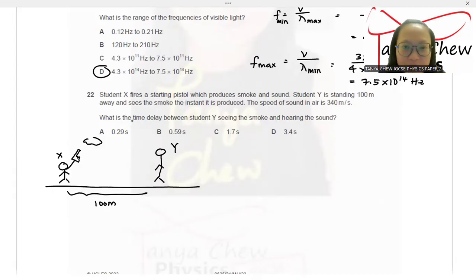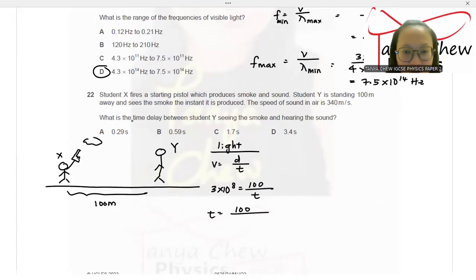Right, if you want to find the time delay, you look at the light first. Speed is defined as distance over time. Speed of the light is 3 times 10 to the power 8. Distance is 100. So I find the time. The time would be 100 divided by 3 times 10 to the power 8. Could you see that the time is 3.33 times 10 to the power negative 7 seconds. That means it occurs super duper fast. So that is why student Y can see the smoke almost immediately.